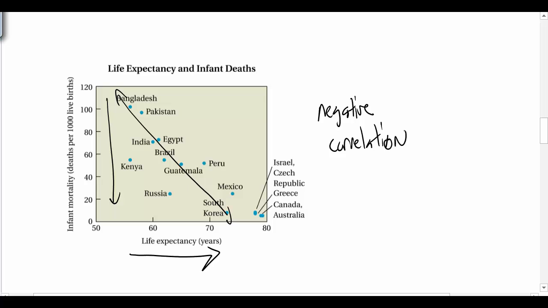And the points definitely look like they form a pattern. So we would use terms like a strong negative correlation, versus, say, a weak or no correlation at all. We would say this has a strong negative correlation between the two values.